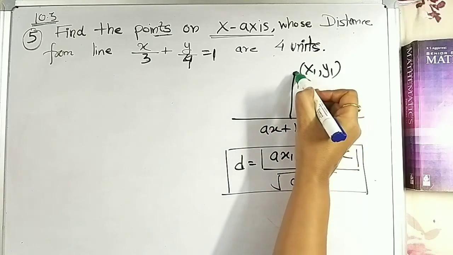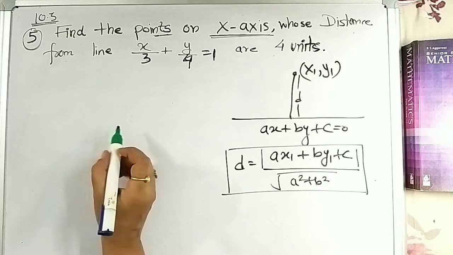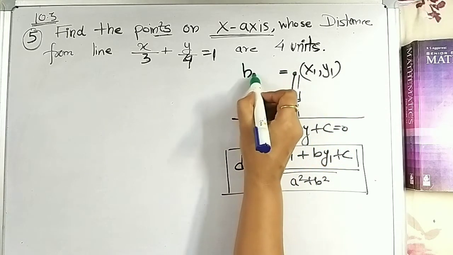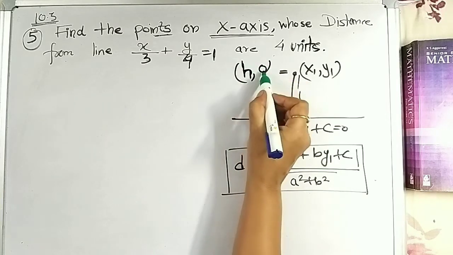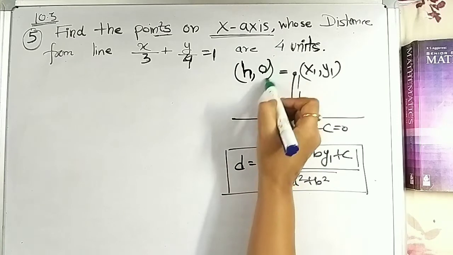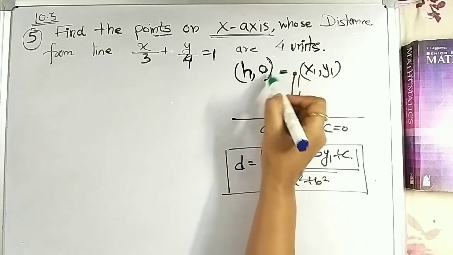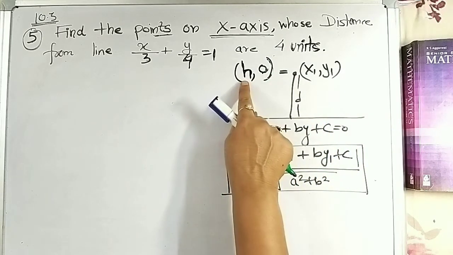Now they're asking, the point is already there, telling it is present on x-axis. So that means that point I can assume is (h, 0). Always remember on x-axis the y coordinate we have to take 0. So that information is helping us. X-axis means the y coordinate of the given point is 0 and h is unknown.